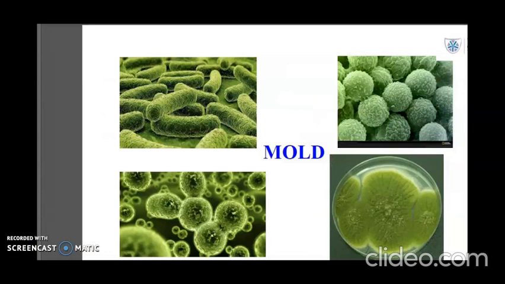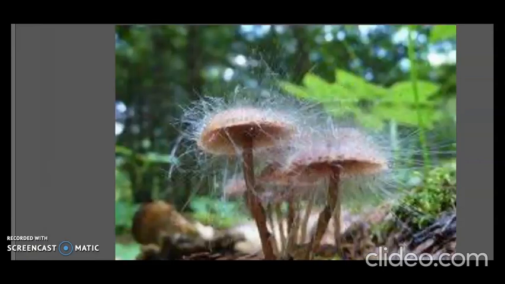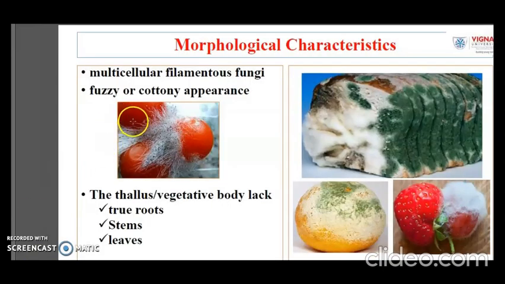Now let's see the properties of mold. It belongs to the fungus family and they are multicellular filamentous fungi. They are microscopic and plant-like organisms, and their growth can be easily recognized by its cottony appearance. Molds are very common organisms that grow on food materials to spoil the foods and can be easily identified. They have a fuzzy or cottony appearance and their vegetative body, or thallus, lacks true roots, stems, or leaves.